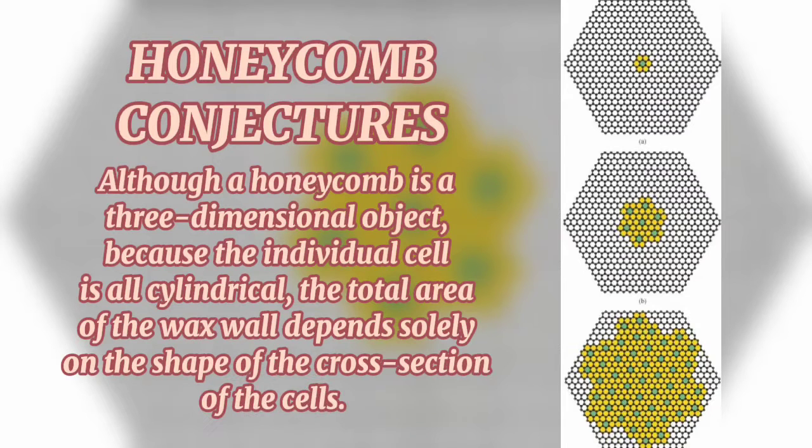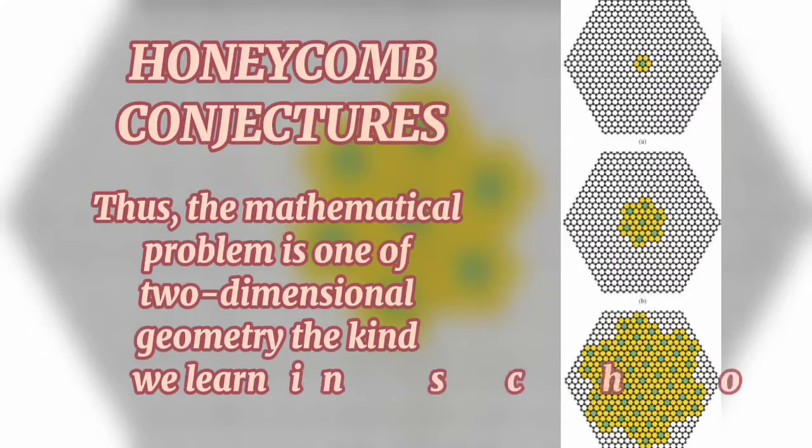Although a honeycomb is a three-dimensional object, because the individual cells are all cylindrical, the total area of the wax wall depends solely on the shape of the cross-section of the cells. Thus, the mathematical problem is one of two-dimensional geometry, the kind we are learning in school.